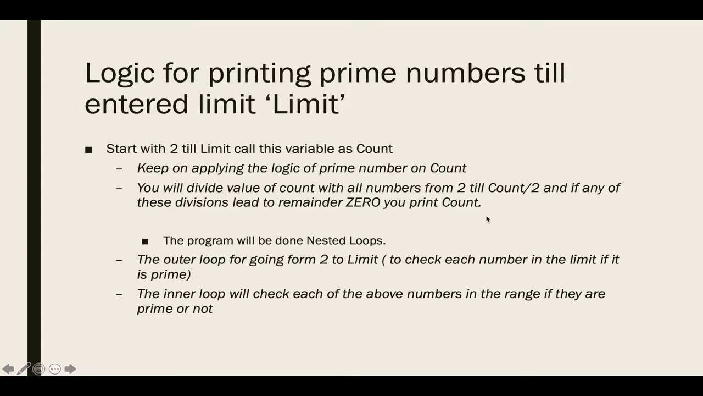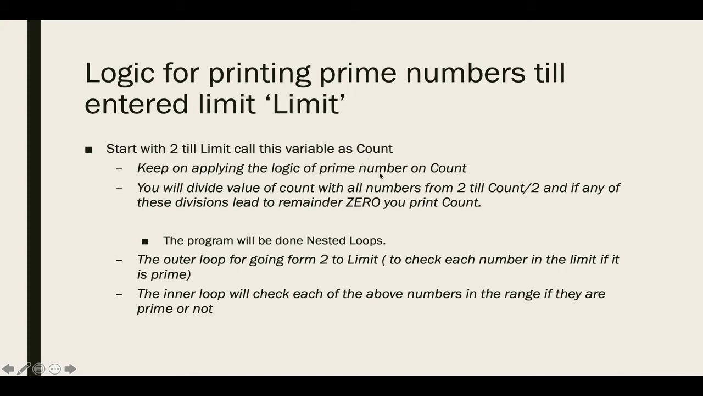Now let's discuss the logic for printing all the prime numbers till the entered limit. I will call the limit as variable limit. So how are we going to proceed with this program? We will start with 2 till the limit, and we will call that variable count, because 1 is neither prime nor composite, so we are leaving 1. So we are going to set 2 for loops over here. The first for loop will go from 2 till limit, and the counter variable will be known as count. And in this, we will keep applying the logic of prime number on count.